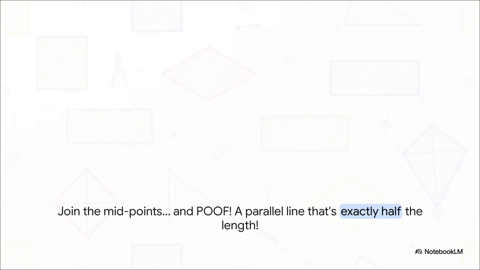Let's actually see this happen. Here's our triangle ABC. We find point E right in the middle of side AB. Then we find point F in the middle of side AC. Now watch. As soon as we connect E and F, poof, magic. Instantly that line EF becomes parallel to the bottom side BC. And at the same time, the length of EF becomes exactly half the length of BC.